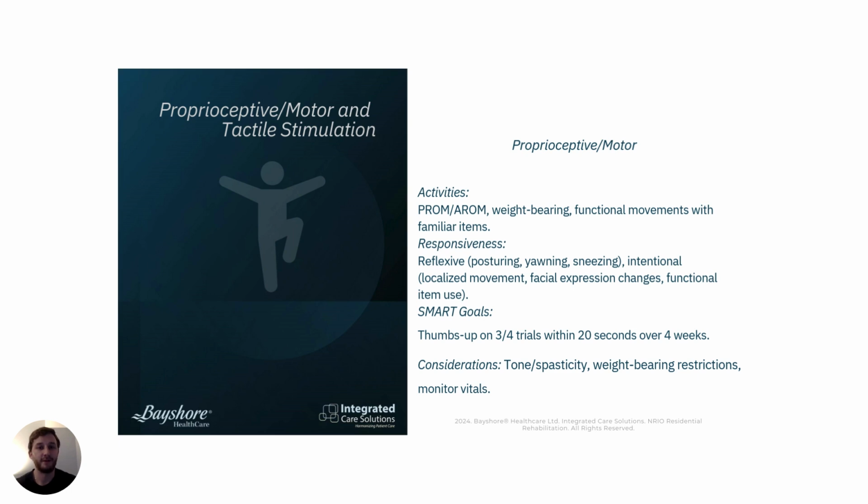The proprioceptive motor would be to increase the patient's range of motion. Would be suggested by using weight bearing exercises, functional movements with familiar items, responsiveness, reflective, posturing, yawning, sneezing, intentional localized movement, facial expression changes, and functional item use. SMART goals would be to start with the hands, thumbs up 3/4 of the way within 20 seconds over 4 weeks.